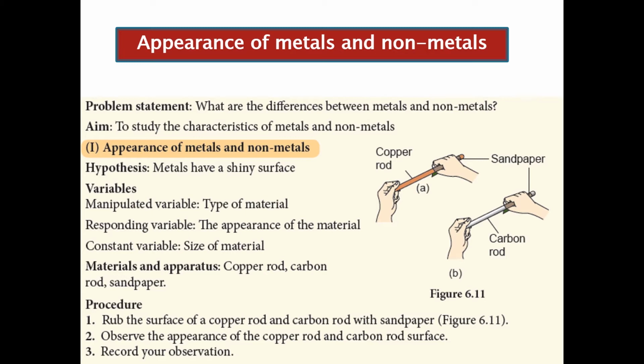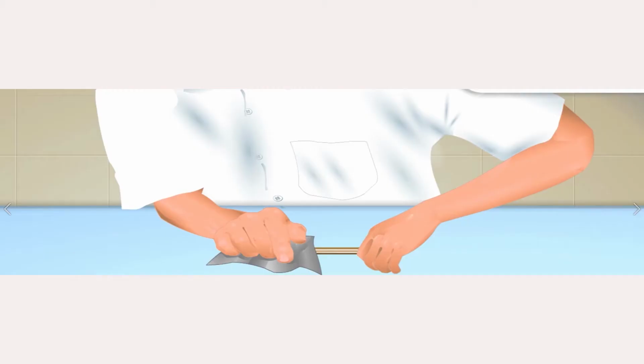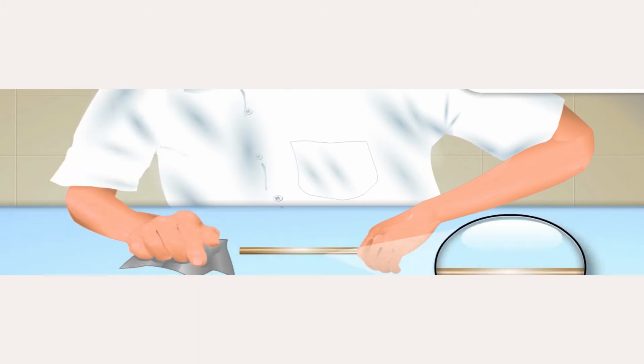Let's look at the appearance of metals and non-metals. To find out if the rods have a shiny or dull appearance, rub one end of a rod with a piece of sandpaper. Note whether the rod is shiny or dull. Metal has a shiny surface. Non-metal has a dull surface.